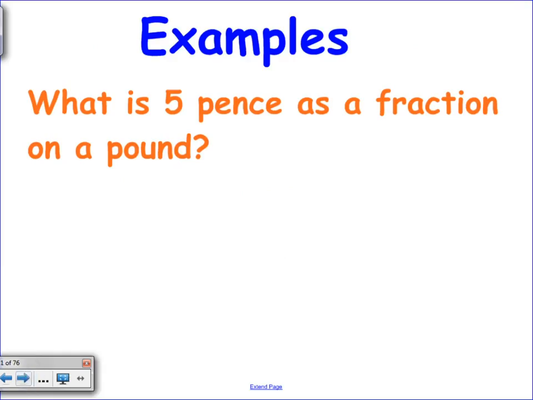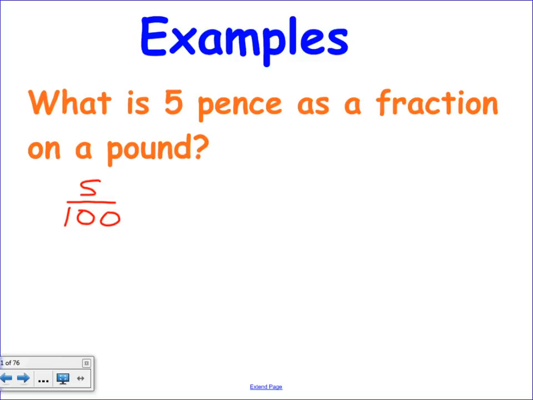Perfect example from an exam. What is 5 pence as a fraction of a pound? Have a go at that one. So what's 5 pence as a fraction of a pound? What's the question asking? Good. But we never quit there, do we?